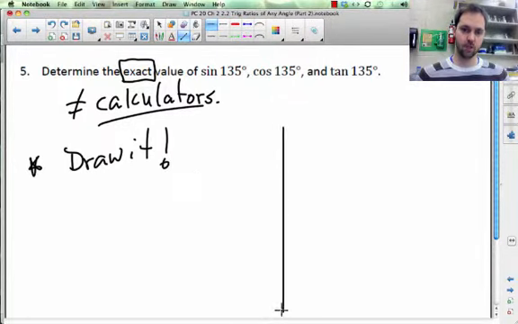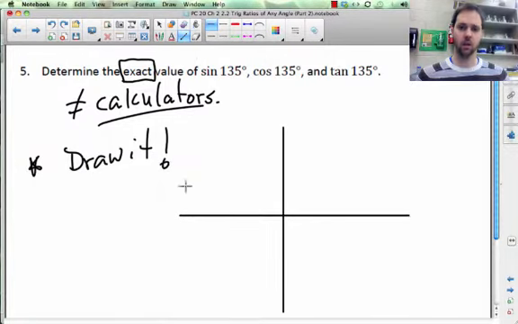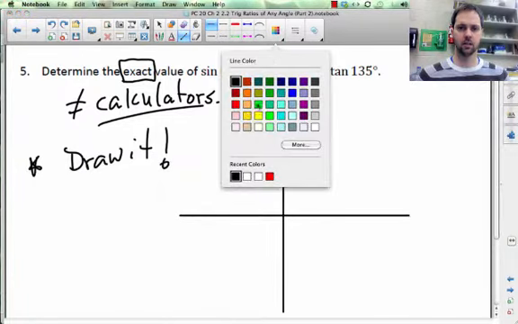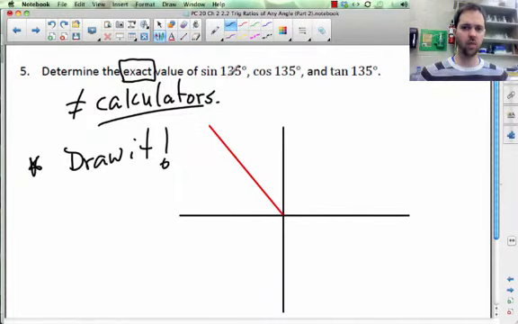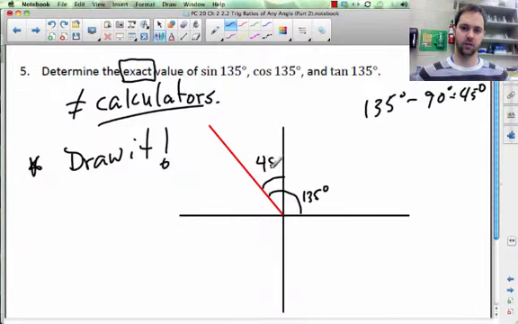So, start by making a big coordinate axis and let's figure out where this angle is. The angle 135 degrees. Now, this is 90, this is 180. 135 is somewhere in quadrant 2. Okay? Somewhere in here. So in order for this whole thing to be 135, this little area right in here must be 135 minus 90 degrees. So 45 degrees is our reference angle right here.